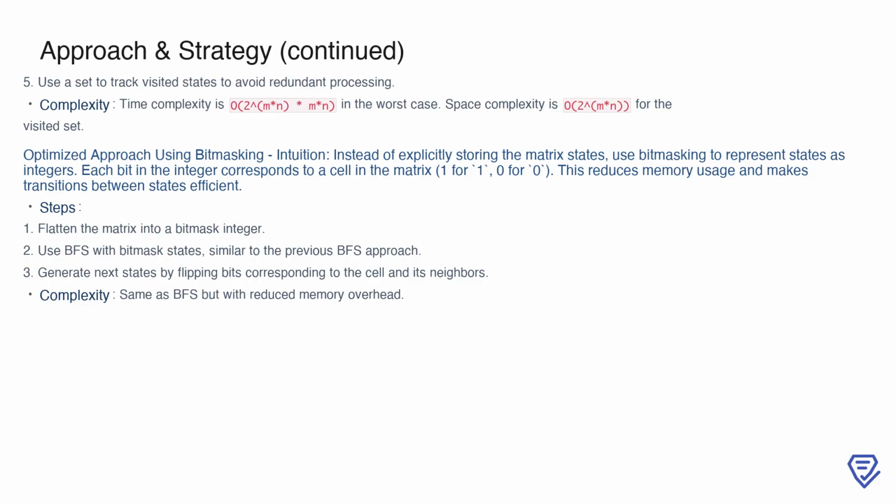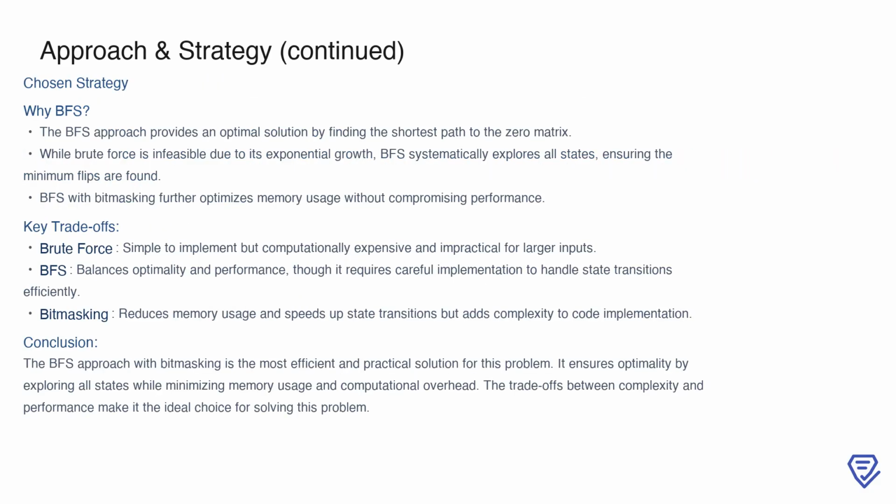Instead of explicitly storing matrix states as strings or arrays, we represent each state as an integer, where each bit corresponds to a cell in the matrix. This significantly reduces memory usage and makes flipping operations more efficient. The steps for this approach are similar to BFS, but transitions are computed by directly manipulating bits in the integer representation. While the time complexity remains the same as BFS, the reduced memory overhead makes this technique more scalable for larger matrices. After evaluating these approaches, the BFS strategy emerges as the optimal solution for this problem.